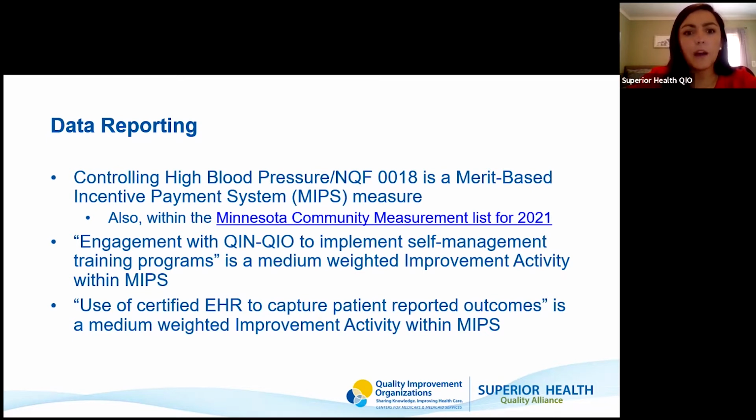I also wanted to point out that engagement with a QuinnQIO to implement self-management training programs is a medium-weighted improvement activity within MIPS. So for those of you who joined us during this, you can select that as an improvement activity through MIPS. And the use of certified EHR to capture patient-reported outcomes is also a medium-weighted improvement activity within MIPS. So you have some options there: implementing a self-measured blood pressure program can help you with some of the things that you are likely already reporting on.